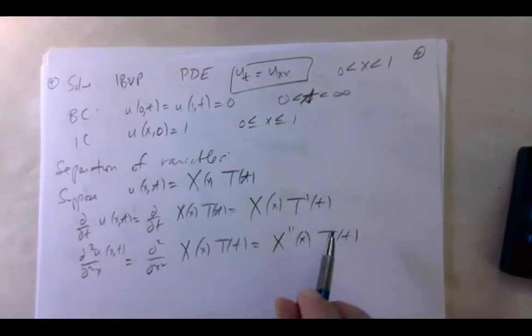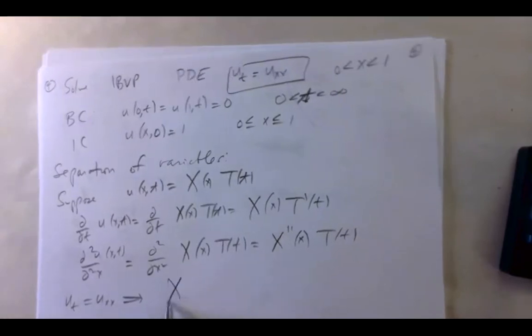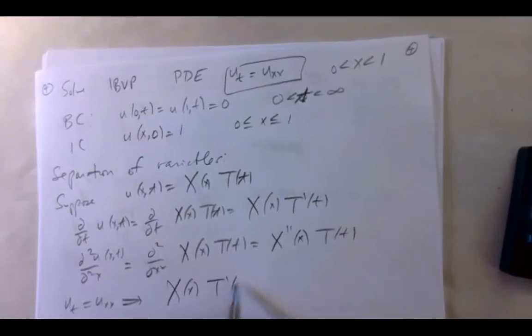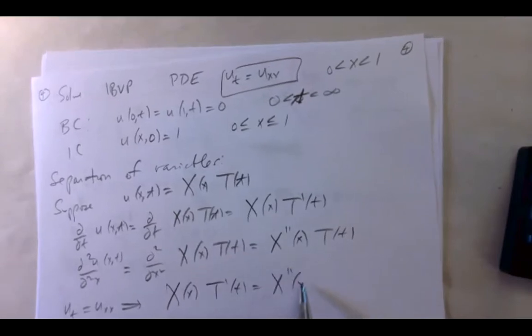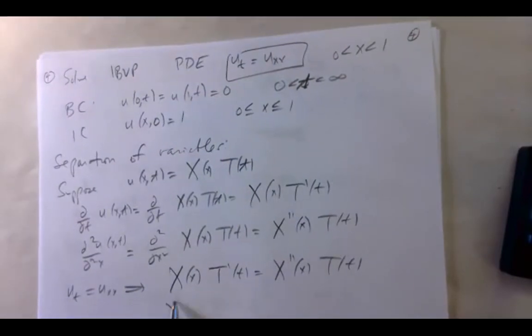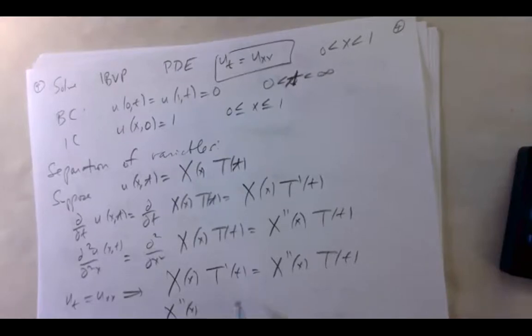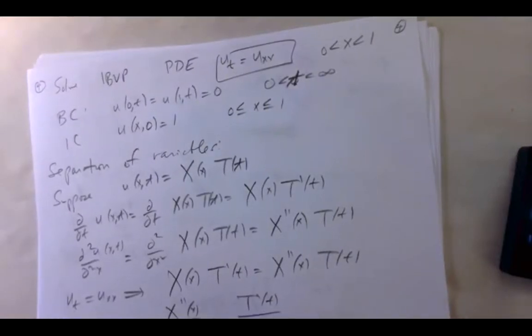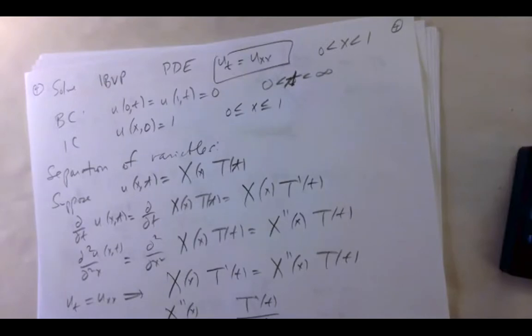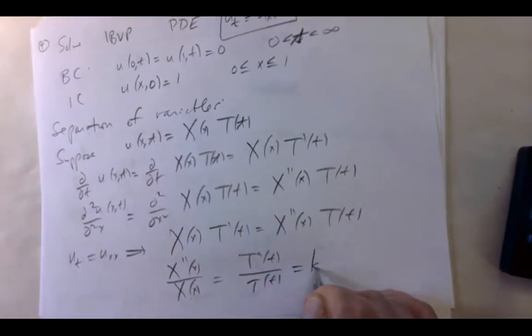So when we equate these two, u_t equals u_xx implies X of x, T prime of t is X double prime of x, T of t. So we get X double prime of x over X of x is equal to T prime of t over T of t. This function of x equals this function of t. That can only happen if this is a constant.